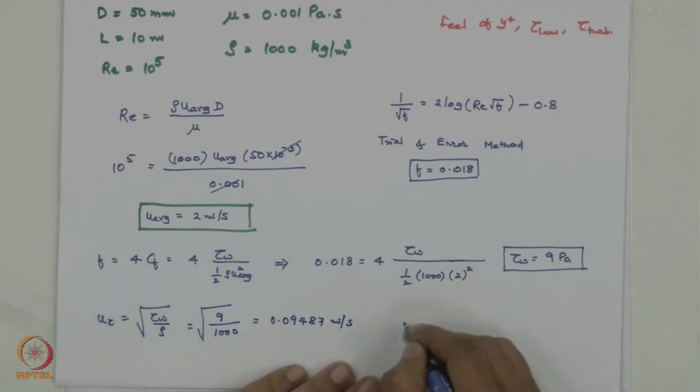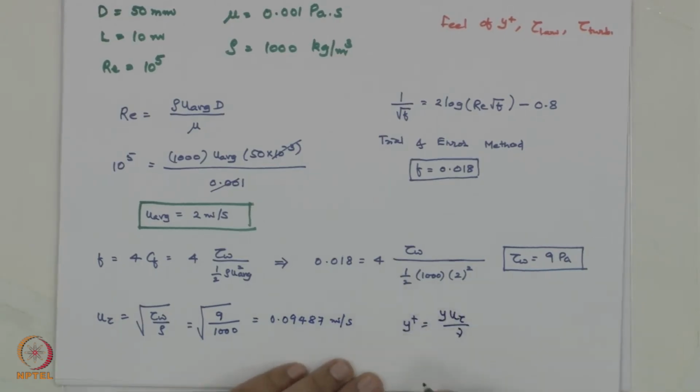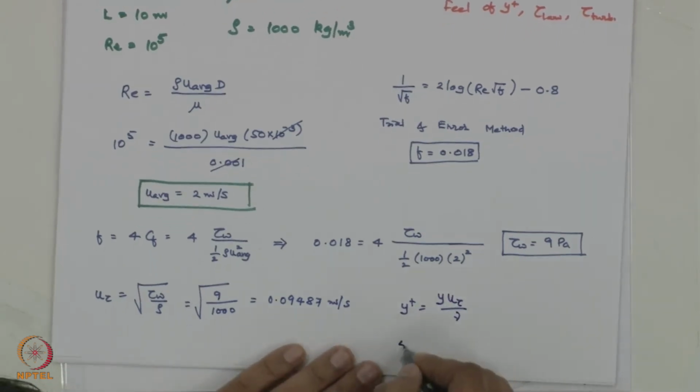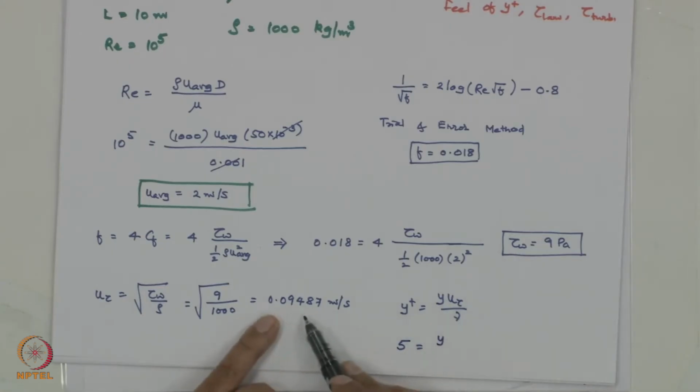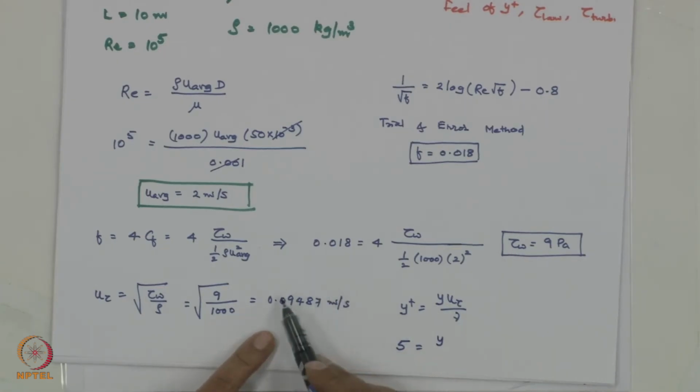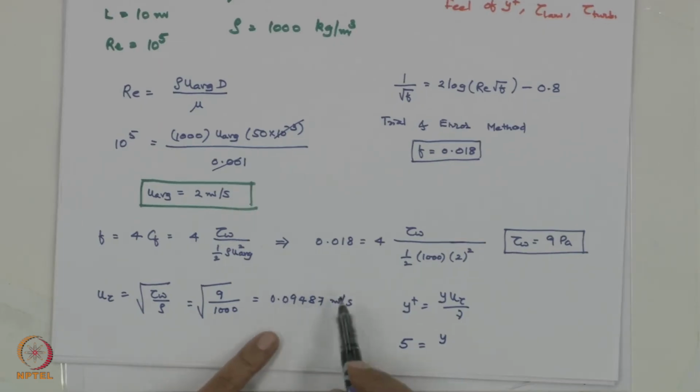Now what is Y plus? Y plus is equal to Y U tau by nu. If I want Y plus to be 5, I want to find Y. Actually, U tau I cannot take directly as 0.09487. Why? Because this is the overall friction factor, involving both laminar and turbulent, but I will just go ahead and make a bold assumption that this is good enough for me.